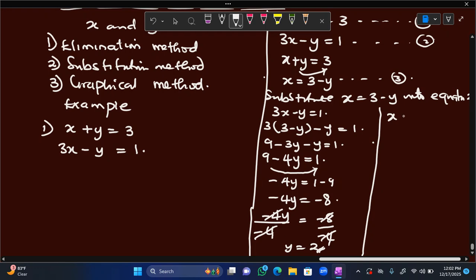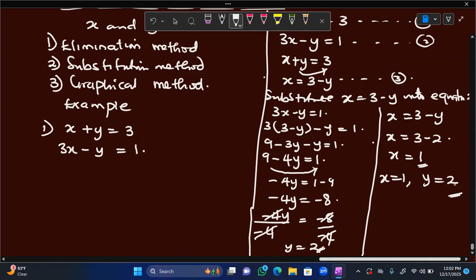So I'm going to take equation 3 because it makes it very easy for us. So I'm going to say x is equal to 3 minus y. Is it okay? And we know very well that the value of y is 2. So I have y here. So x is equal to 3 minus 2. What will it give us, Faith? 1. Very good. That's a very good one. So x is equal to 1 and the value of y is equal to 2.